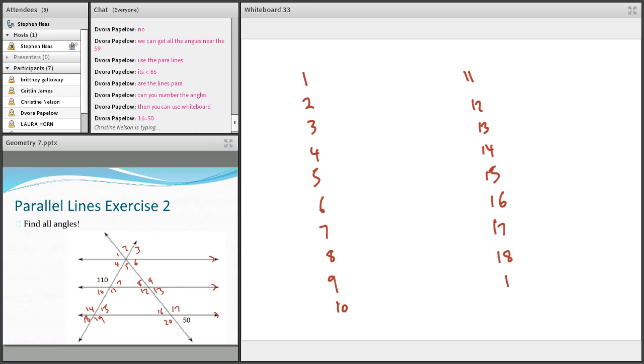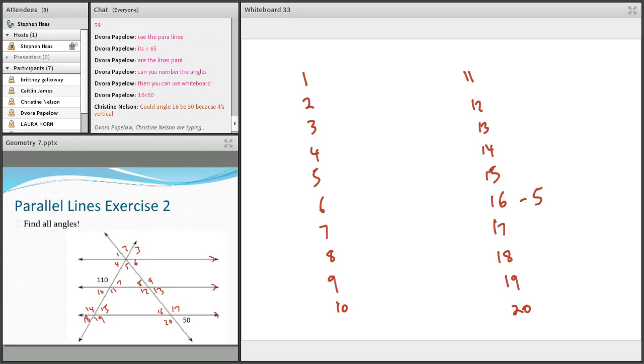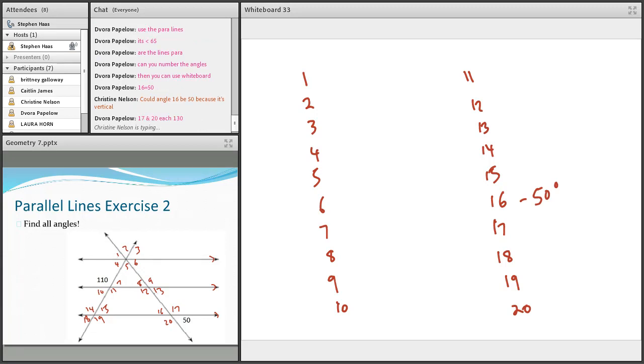Okay, angle 1. Well, actually, let's start at the bottom. Angle 16 we can get as 50 because it's vertical with the 50. Good. Okay, so can we get 17 and 20? Yeah, 17 and 20 are each going to be 130 because they're supplementary with the 50, each one with its own 50. So that's 130 degrees.